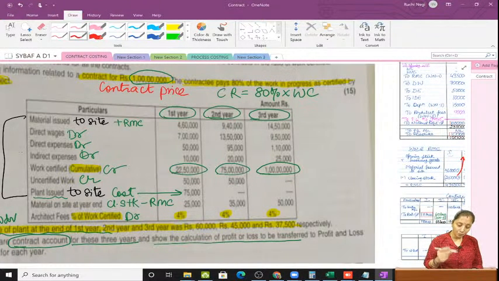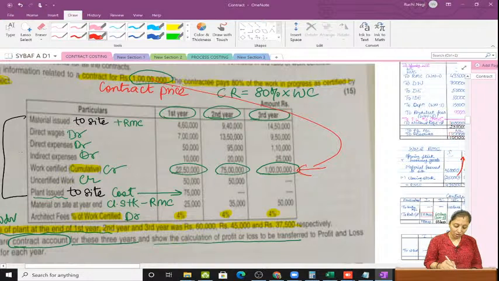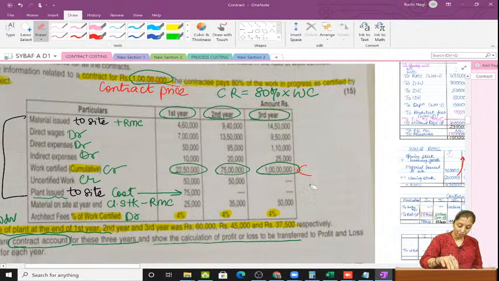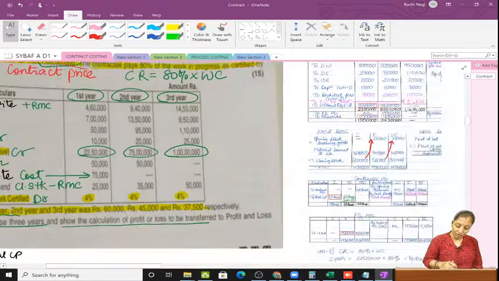So what did I tell you? I had discussed this when I was doing the sum, that for the last year of the contract, work certified should be equal to the contract price. I repeat, in the last year of the contract, work certified should be equal to the contract price. So what is my last year of contract? Work certified is how much? 1 crore. And what is the contract price given in the question? 1 crore. So this should match. If this matches, then understand it is a cumulative work certified.